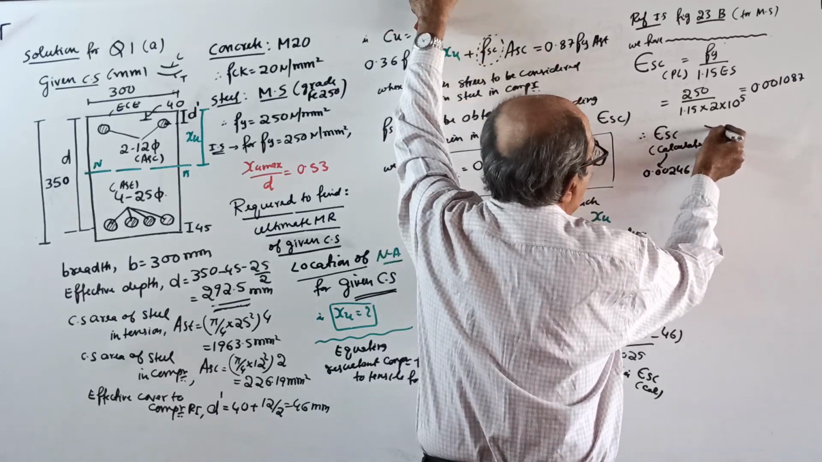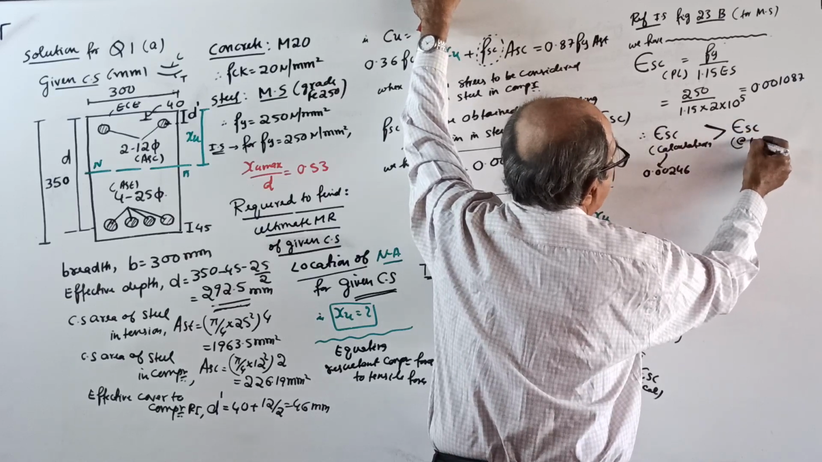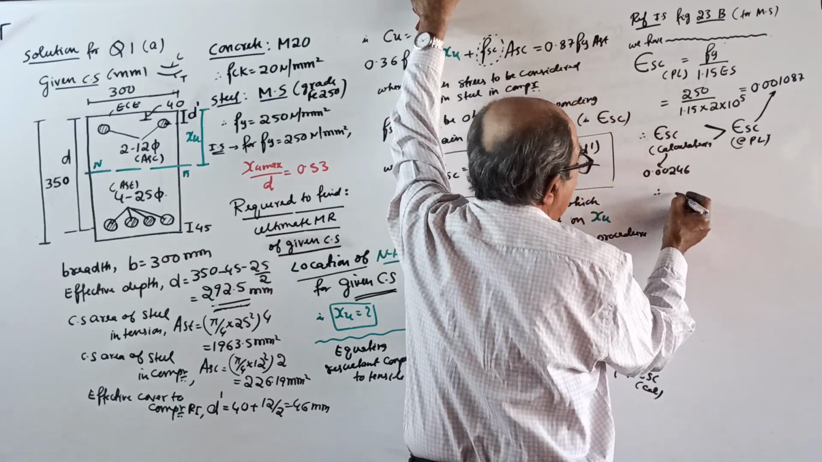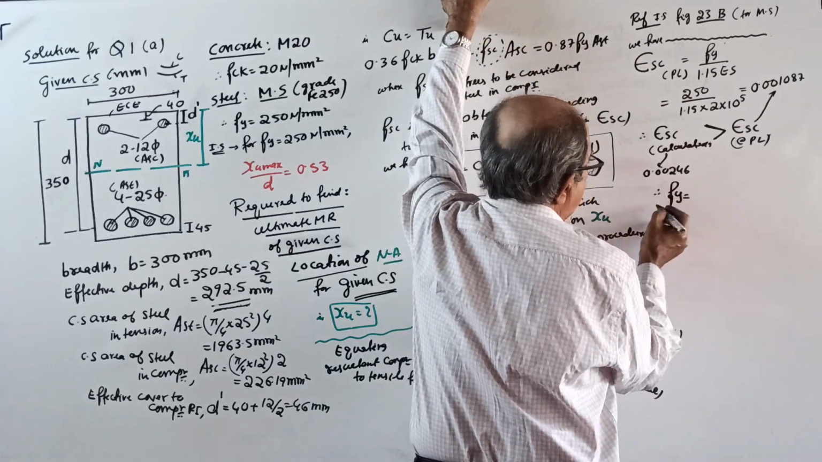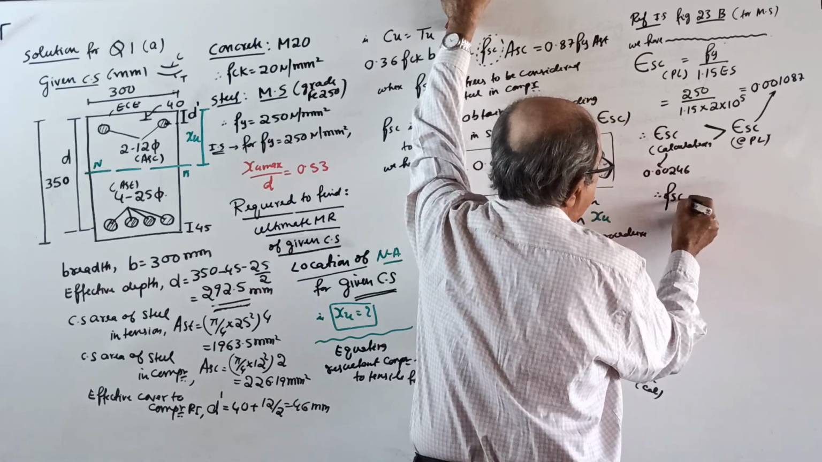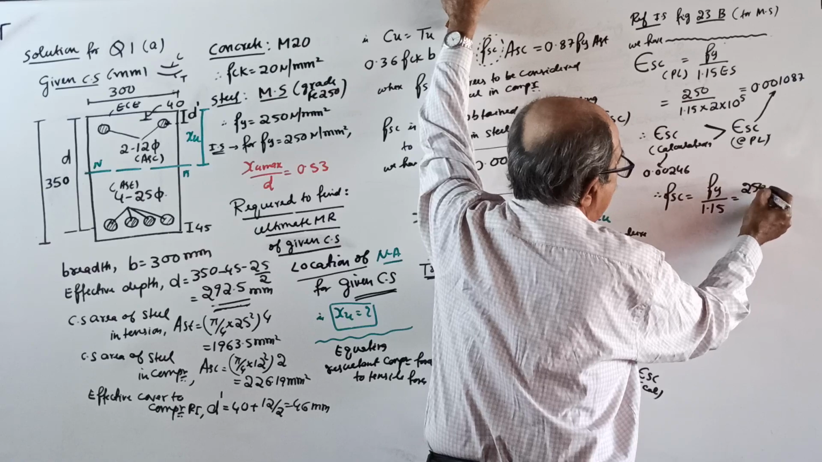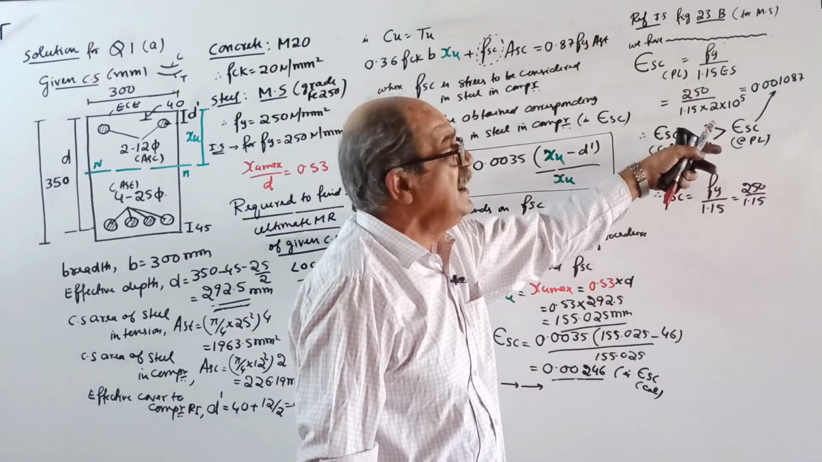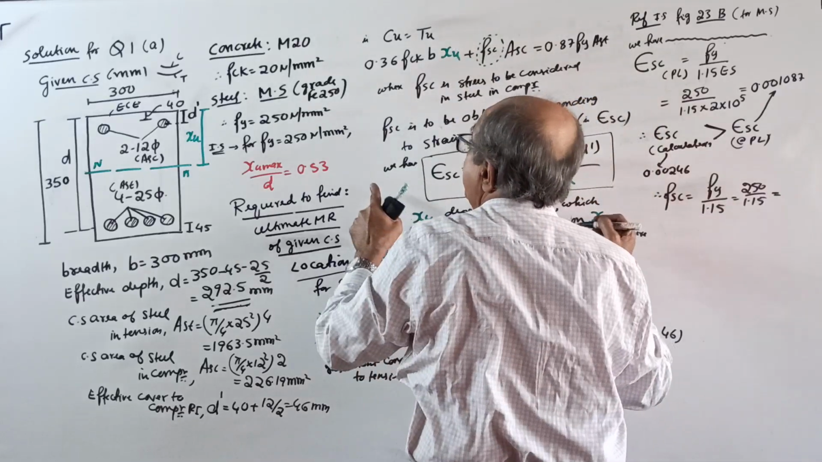0.00246 is more than epsilon SC at proportionality limit. Answer is here only. Therefore, for mild steel, if it is more, directly Fy. From the IS code, just F, not Fy. Therefore, Fsc equals Fy by 1.15 equals 250 by 1.15. I told you last time, in mild steel, if the strain calculated exceeds the proportional limit, the stress is directly parallel to the baseline.